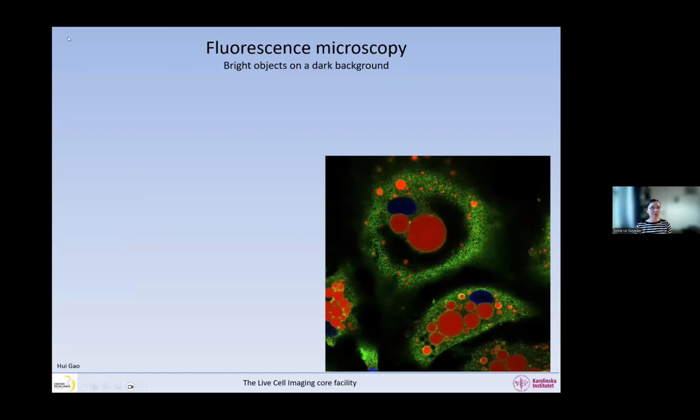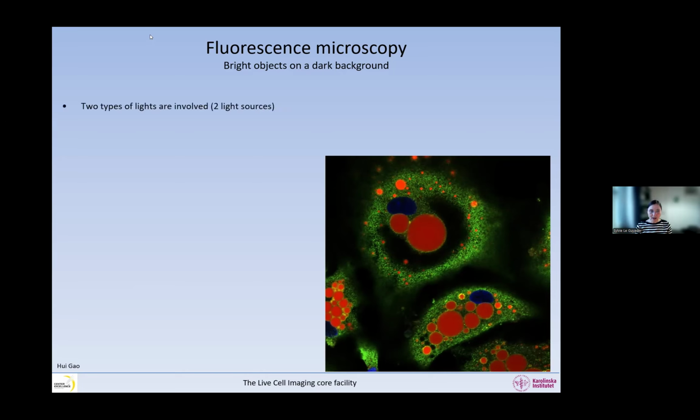Okay, so now we're going to talk about fluorescence. The first bit here was about transmitted light, but now we talk about fluorescence. So fluorescence is the opposite. We have bright objects on a dark background, right? In transmitted light, we had the other way around. So bright object on a dark background, and that looks good.